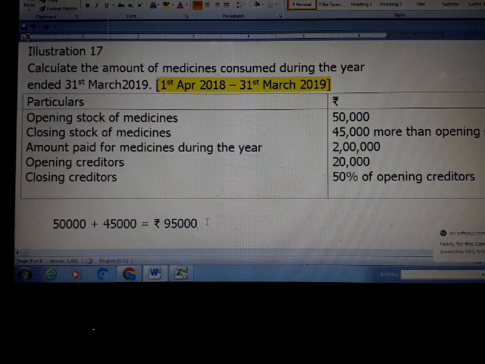Good. And then it says the amount paid for the medicine during the year is 2 lakhs, which will be the base. Opening creditors and closing creditors are given to us. But closing creditors, you see, is 50% of opening creditors. That means in 20,000, what is 50%? Obviously it's going to be 10,000. Now let's move on to the format. Everything is format based, right?